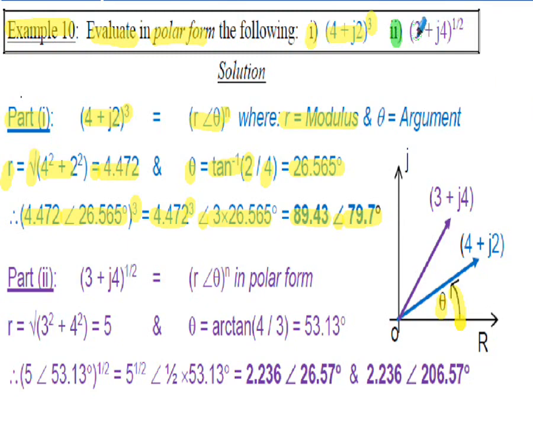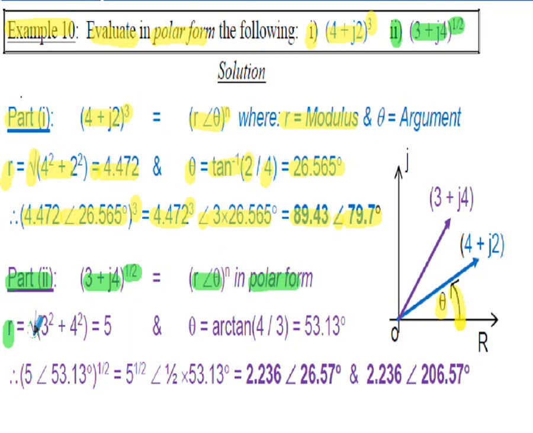Part 2, we're given the Cartesian form of a complex number 3 plus j4, and this is raised to the power of a half, so we're looking for a square root here. So in part 2, we've got 3 plus j4 to the power of half. We're going to convert that into polar form, the r argument theta format.